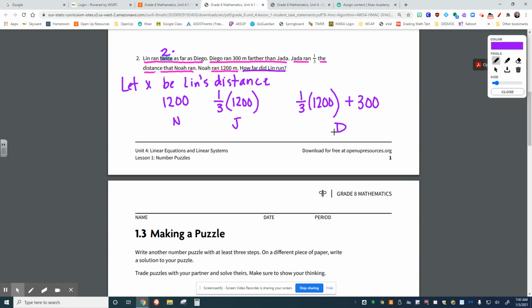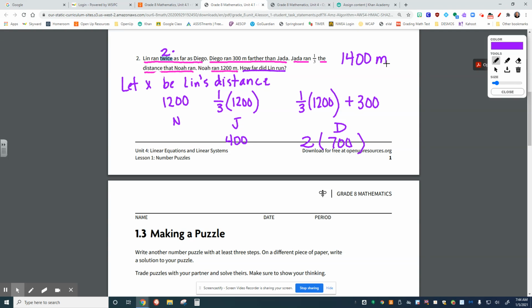Noah ran 1,200 meters. Jada ran 1/3 that distance, meaning she only ran 400 meters. And we know Diego ran 300 meters farther than Jada. So right now, Noah has actually run farther than anybody else. This one is 400. Diego's total distance is 700. And we know that Lynn ran twice as far as Diego. So what we might actually have to recognize from this is how far did Lynn run? Well, we know that this is twice as far as Diego. So we know Lynn ran 1,400 meters.